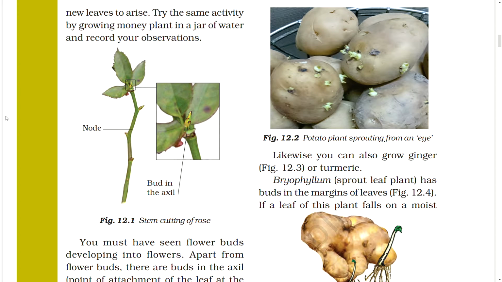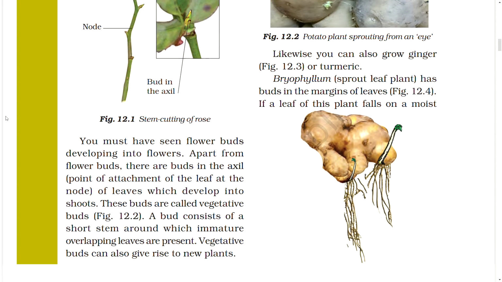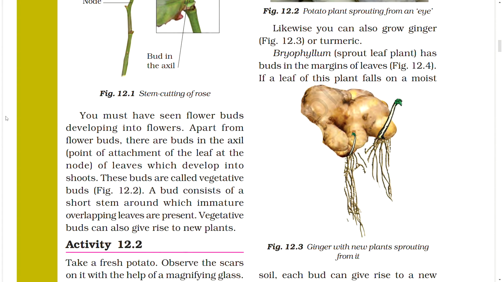Figure. Stem cutting of rose. You must have seen flower buds developing into flowers. Apart from flower buds, there are buds in the axil, the point of attachment of the leaf at the node of leaves, which develop into shoots. These buds are called vegetative buds. Figure. A bud consists of a short stem around which immature overlapping leaves are present. Vegetative buds can also give rise to new plants.